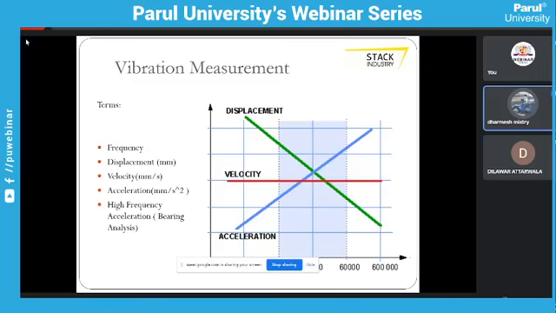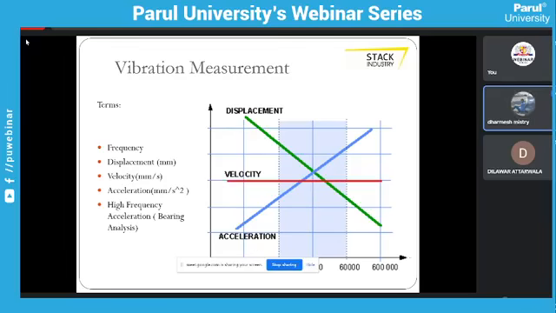The response of velocity will be constant across everything, but it is not better than displacement at lower frequency. The best range to measure velocity, meaning medium speed motors, is at a frequency of 600 to 60,000 hertz. At that time, the response of a velocity vibration sensor will be maximum.